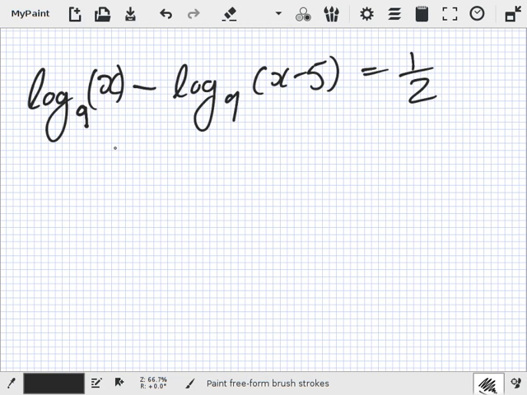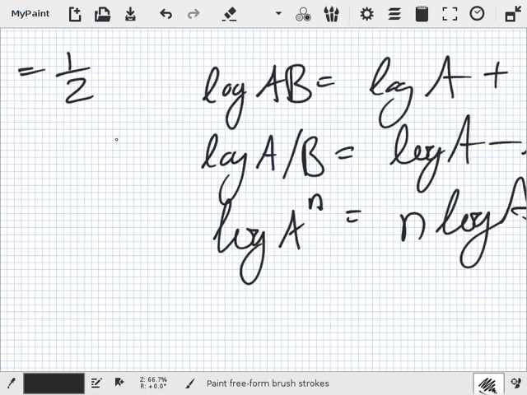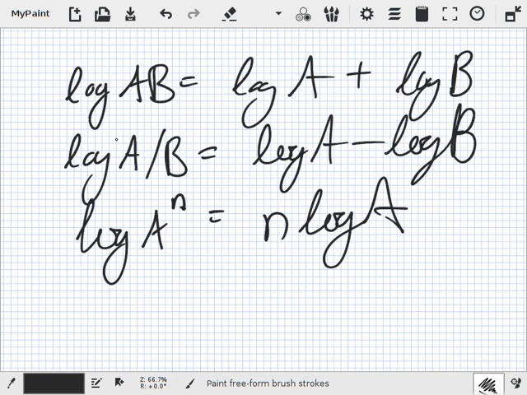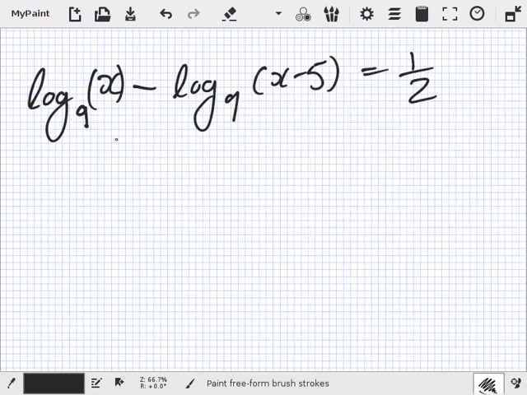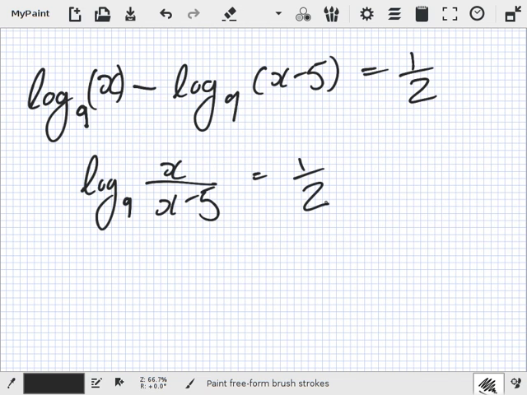Rule 3. Are you sure? I think rule 2 is minus. Log A minus log B, yeah? Okay. You get it? So this is log 9 x over x minus 5 equals a half.